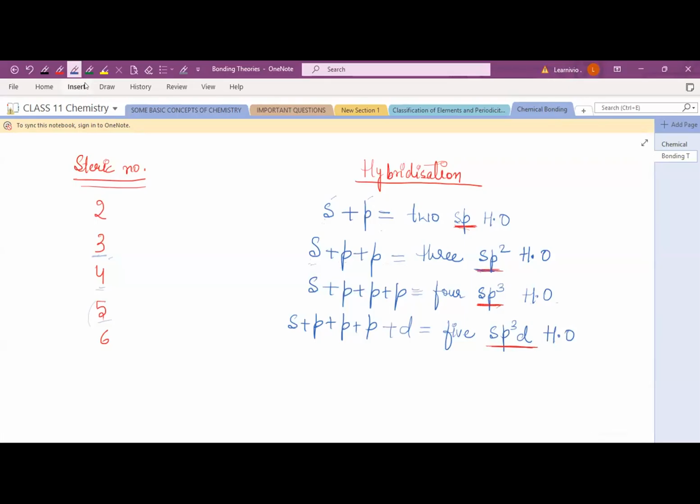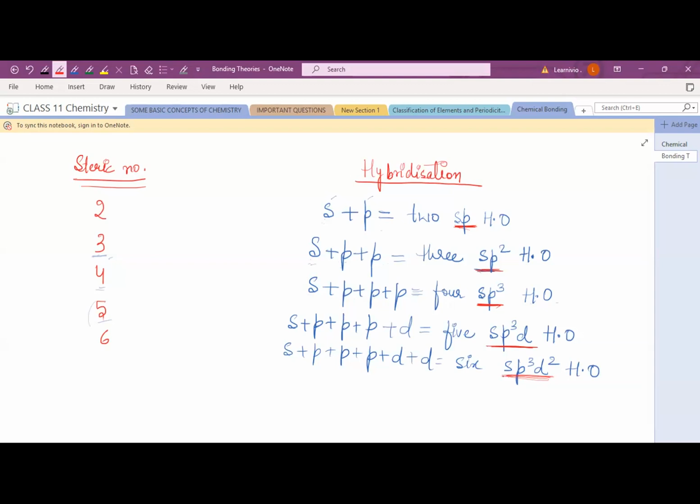And the last one, if the steric number is 6, it will be s plus p plus p plus p plus d plus d. So how will you write? You will write 6 sp3d2 hybrid orbitals. And what is the hybridization? sp3d2 hybridization. According to this hybridization and steric number, we decide the geometry of the molecule.